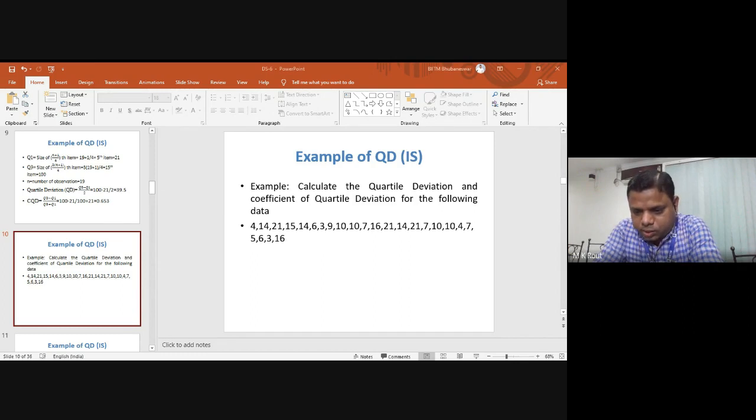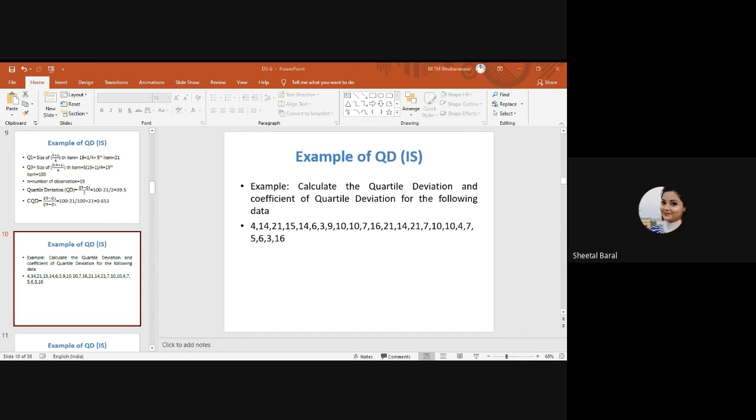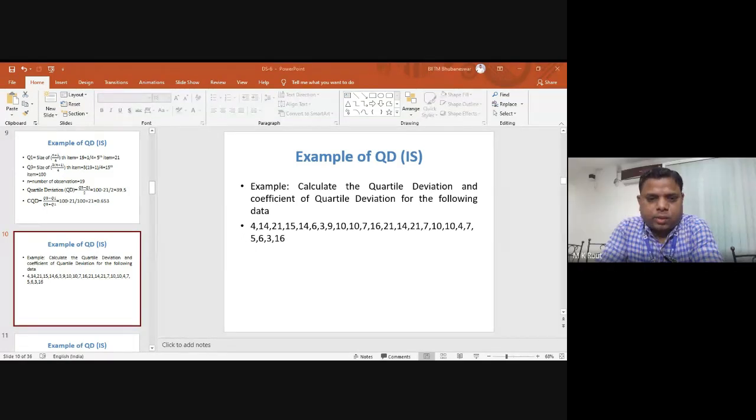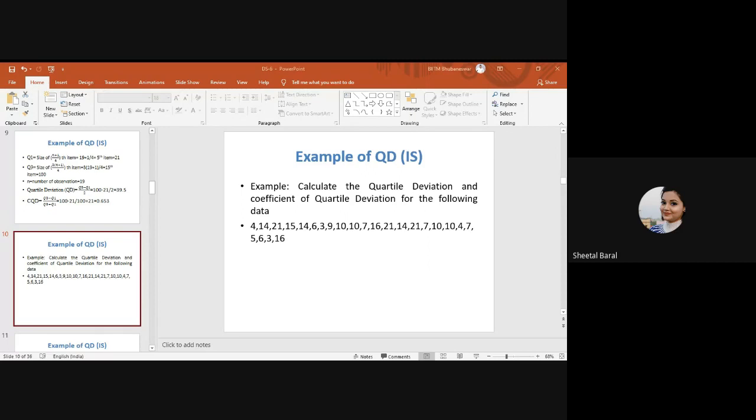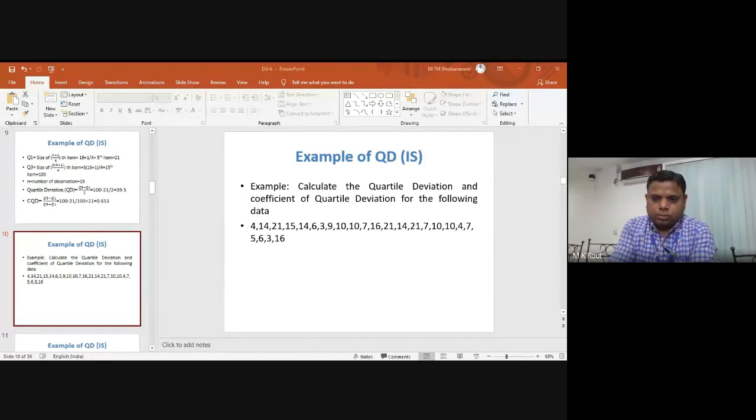Sheetal Baral, what is the value of Q1? Sir, 12. 12 lies between which chosen area? Or what is the value of X in that particular chosen area? Rachana Mishra, are you there?